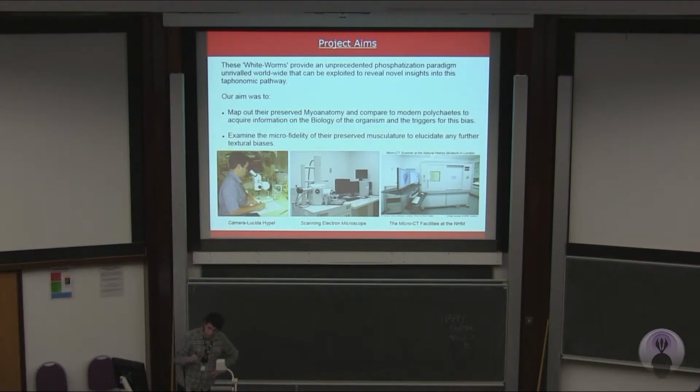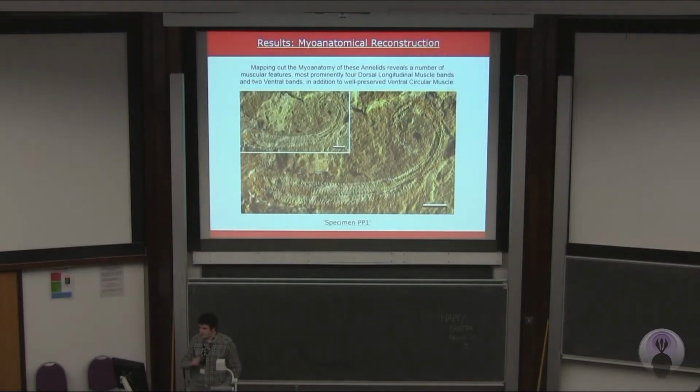But following that, we also looked at the microfidelity of the muscle fibers to see if we can identify any biases at a higher resolution than that, and see if we can further define the process of fossilization within these organisms. So, overlaying our results of our minor anatomical mapping, there are 4 main muscle groups, the fourth of which unfortunately is not on this specimen.